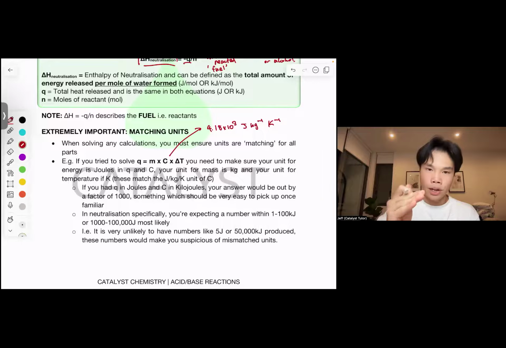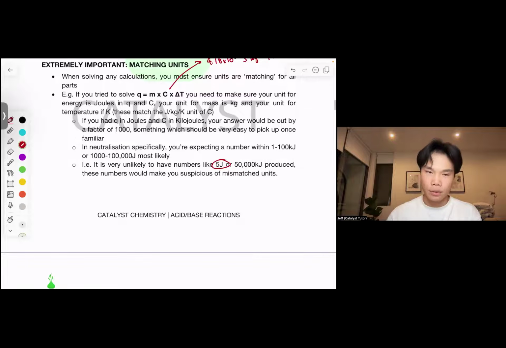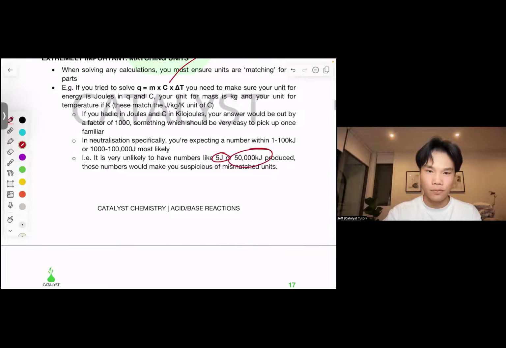All your Q values should be in joules, your masses should be in kilograms, and your temperatures should be in Kelvin. If you don't match your units, you'll be out by factors of 1,000, and it'll be very easy to see. For example, if you do a massive neutralization of many, many moles of reactant, and you only get 5 joules of energy out, you know something's wrong. So use your common sense to mitigate these errors, and you should be okay. Or the other case, if you react a very small amount and you get like 550,000 kilojoules produced, you want to check your units.